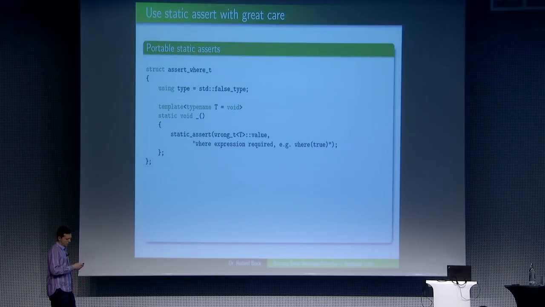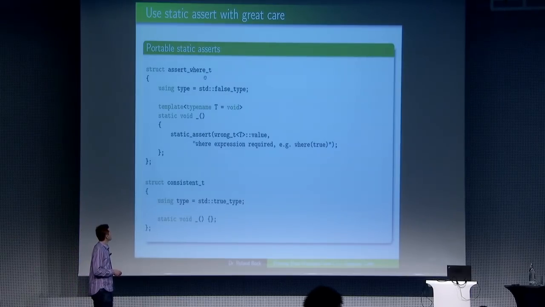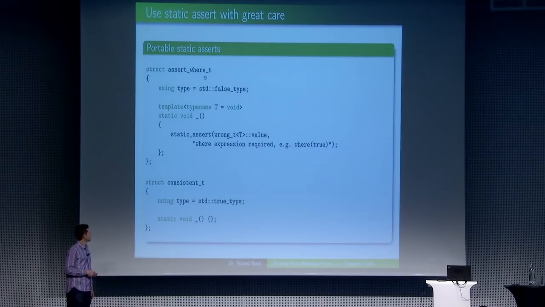And this whole thing is a type. And as long as nobody calls this static function, nothing will ever happen, right? The static assert will never fire. And we have a second type, that is the consistent case, that says, well, everything is okay, and the type is a true type, the function is something that will never raise any static assert, so that is cool.